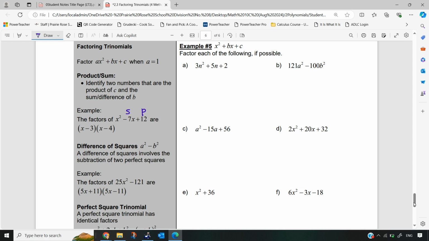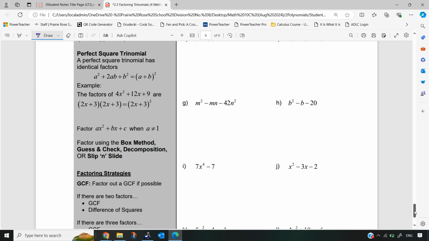If I have a difference of squares, this is where I have two terms with a subtraction sign in between, and both terms are perfect squares. In an example, I can square root the first term and the last term. The square root of the first term goes in the front of each bracket. The square root of the last term goes at the end of the brackets. And then I have opposite signs. So 5x plus 11 and 5x minus 11.